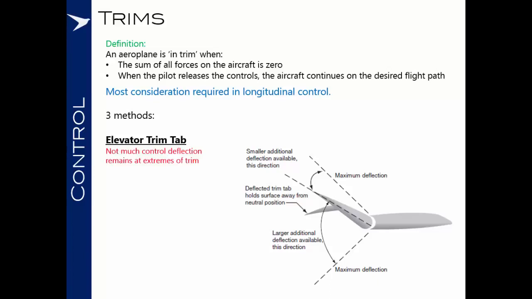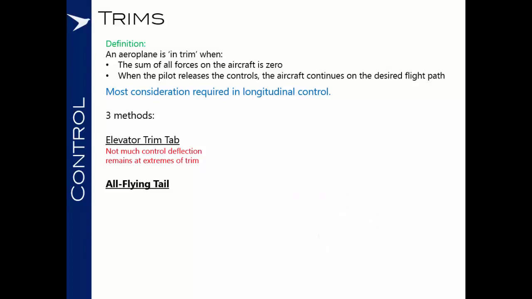The problem with this system is that whilst we can relieve the longitudinal forces on the aircraft within a set speed range, we still have a maximum deflection of the elevator, and when we trim the aircraft, we are trimming the elevator to sit at its displaced setting with no control force. This means that there is a smaller additional deflection available in one direction and a larger additional deflection available in the other direction, which is a significant factor when we think about how much control authority we're going to have to recover.